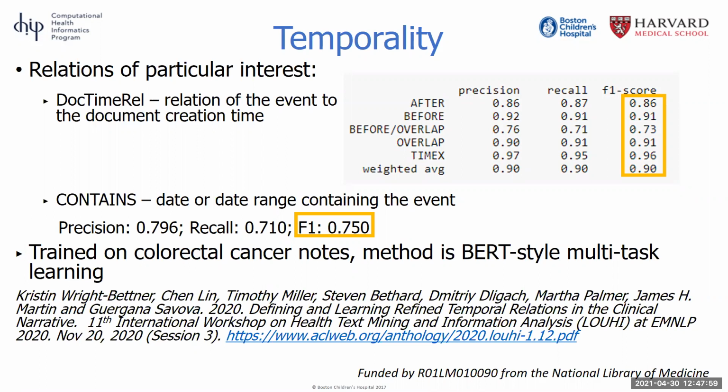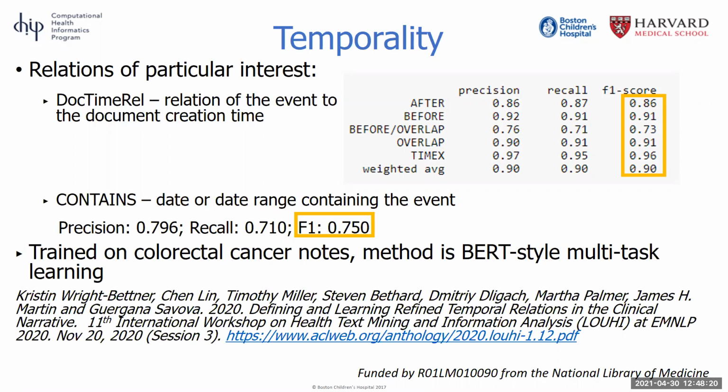The state of the art for the DocTime-rel, which is the rough temporality, is about 0.9 F1, while the state of the art for the finer grained temporal relations is about 0.75.